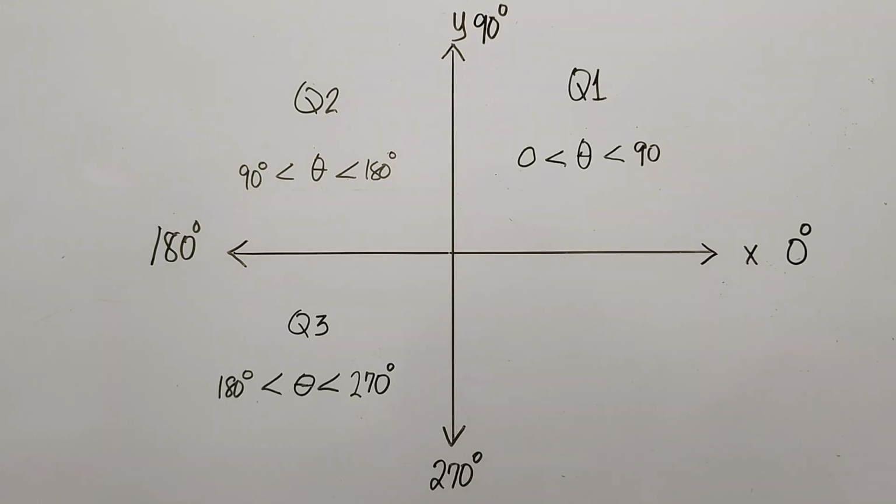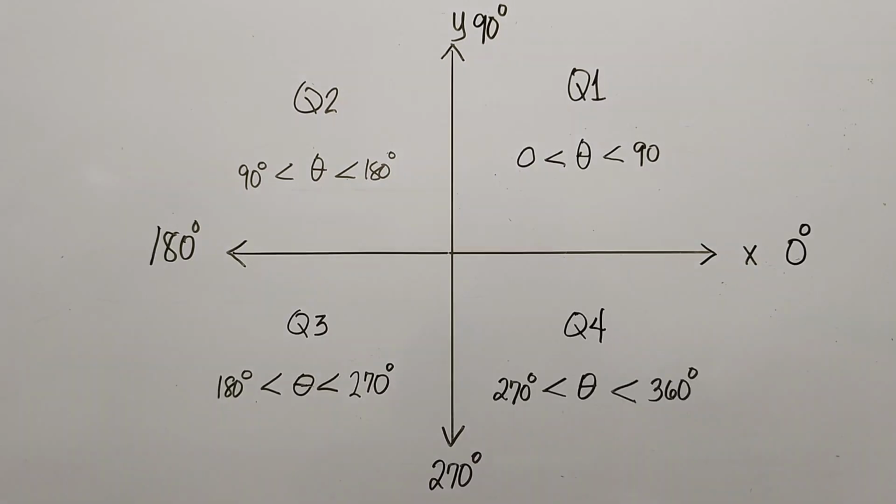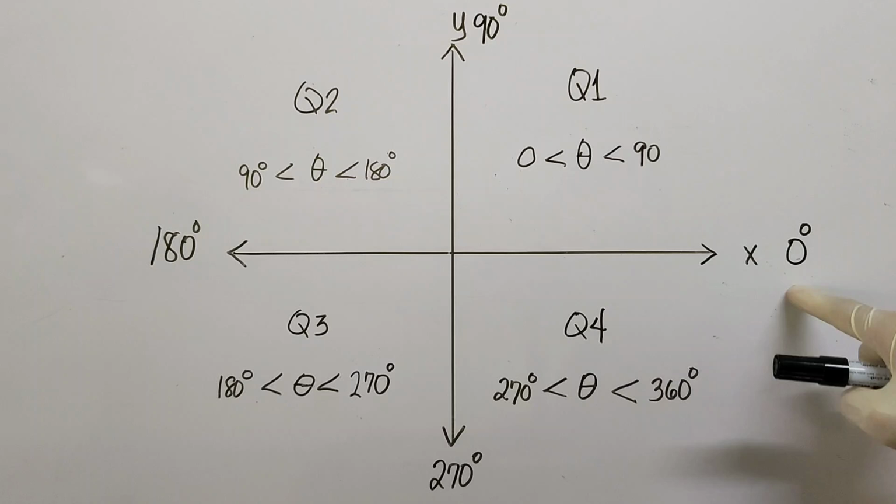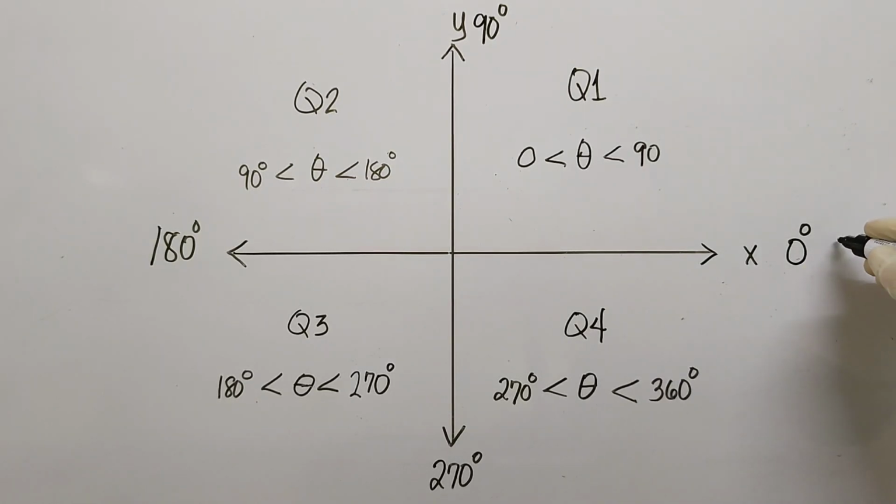In quadrant 3, the measurement of our angle is greater than 180 degrees but less than 270 degrees. And for the fourth quadrant, the measurement of our angle is greater than 270 degrees but less than 360 degrees. So if our terminal side is located now on our initial side, this is equivalent to a 360 degree rotation.